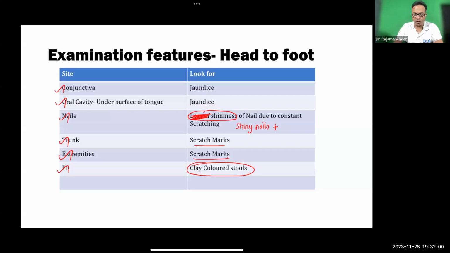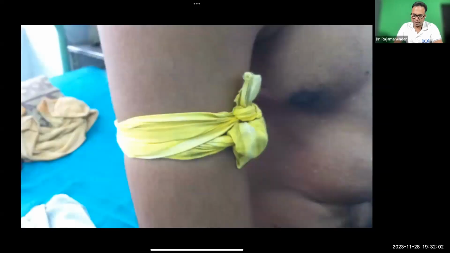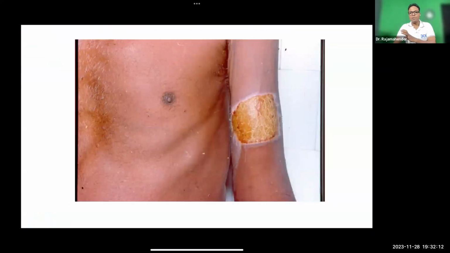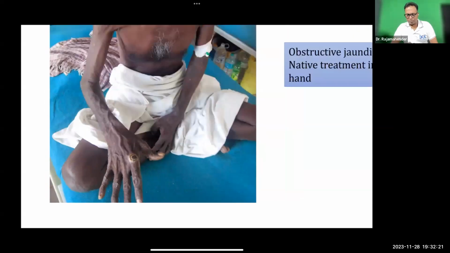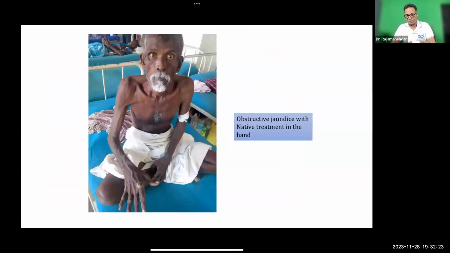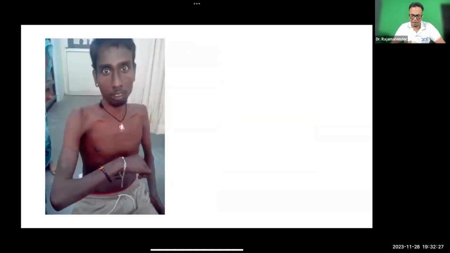Don't forget to look for the jaundice related features. And these are the general examination. You can see these are all native treatment. You can see a yellow color band tied on the arm. It's a jaundice native treatment. You can see burns made with an iron rod. It is also a jaundice treatment. In native places, you can see another heated iron rod. The people in the native place think that by heating with an iron rod, jaundice will get reduced. So these are classical native treatments.